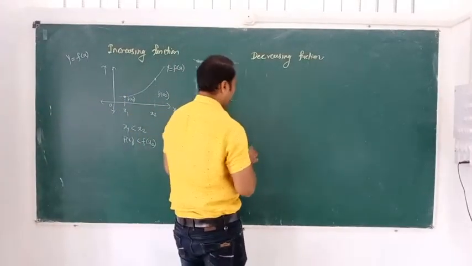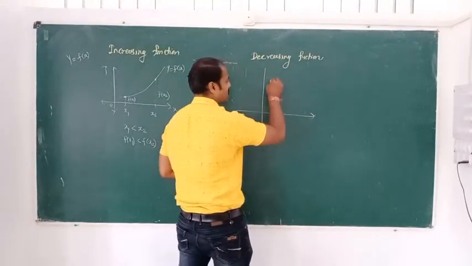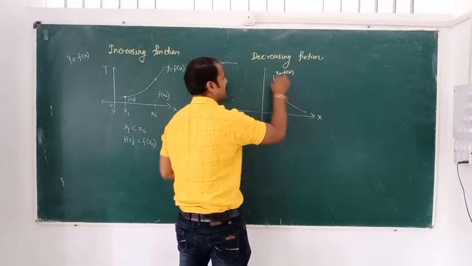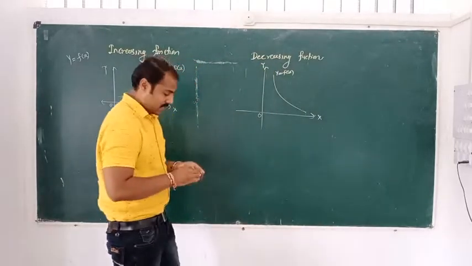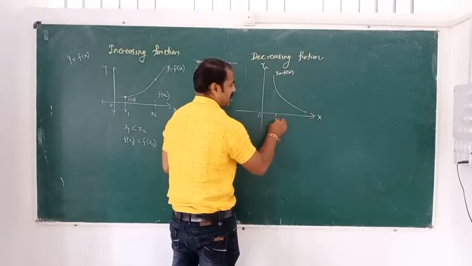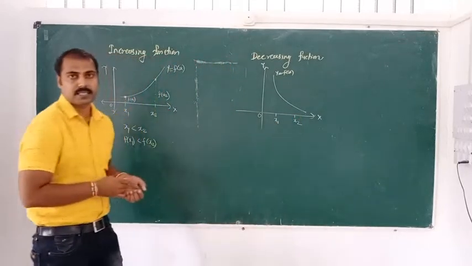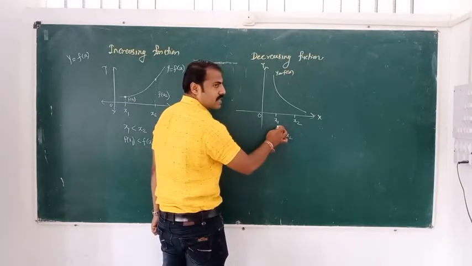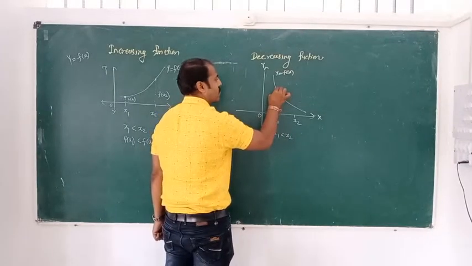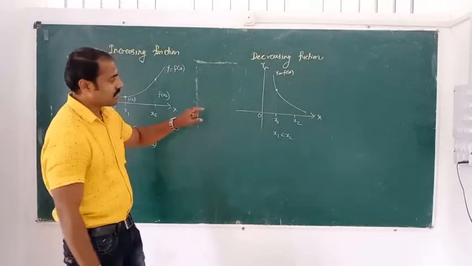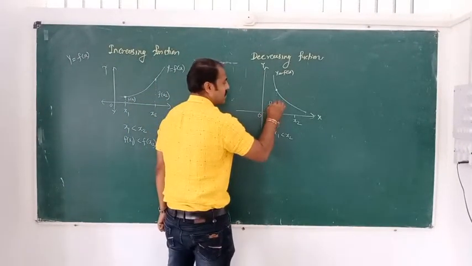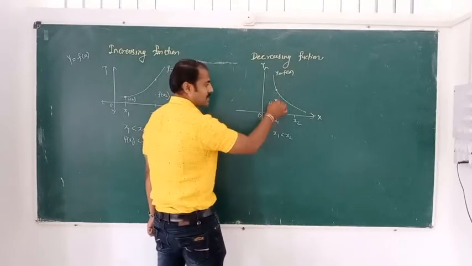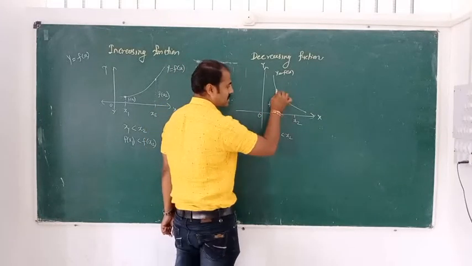For a decreasing function, I can draw a graph of y is equal to f of x, which is decreasing. So the graph is like this, y is equal to f of x. Here x axis, y axis, and this is origin. There are two points, x1 and x2 on the x axis, such that x1 is less than x2. And here is the value of x1, f of x1. The coordinates of the point become x1, f of x1. So this distance is f of x1.